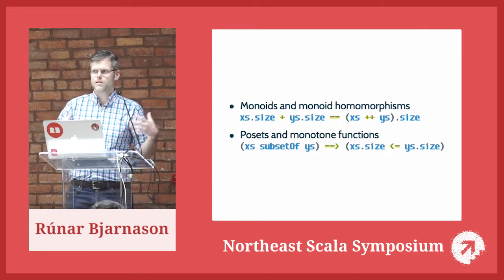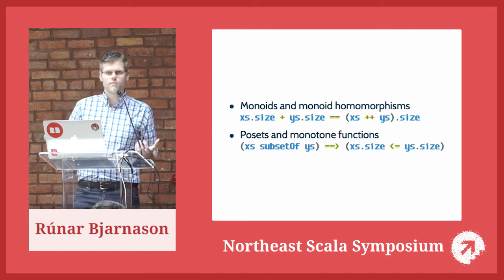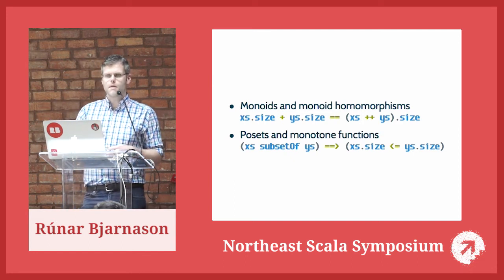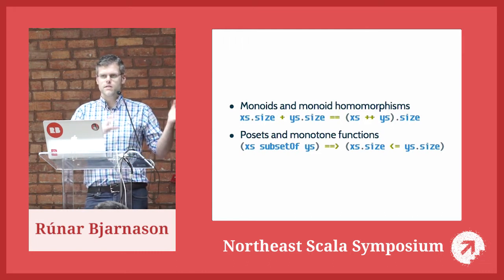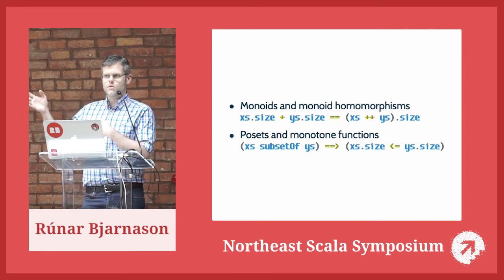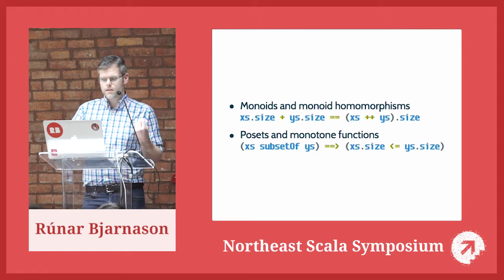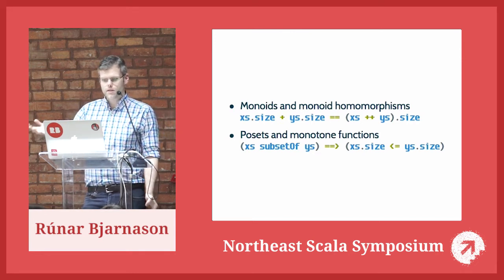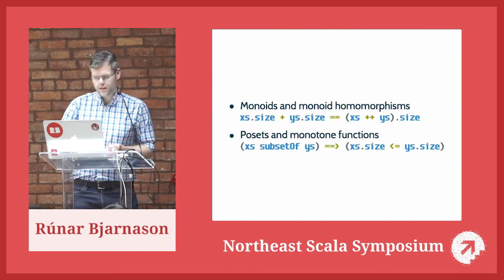And we have the same situation with posets. Not only is every poset or ordering a category, there's a whole category of posets. And the arrows between posets are monotone functions. For example, if we have one poset consisting of the subset relationship, and the other one being the integers with less than or equal to, then taking the size of a set works: if xs is a subset of ys, then the size of xs is smaller than or equal to the size of ys, right? So another kind of category.